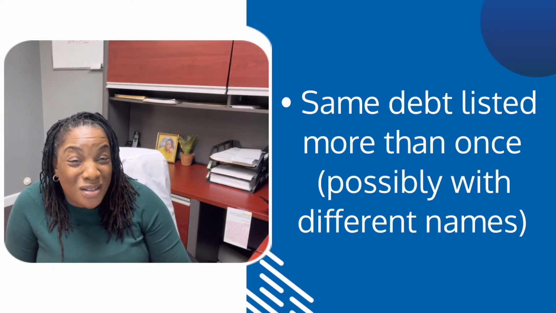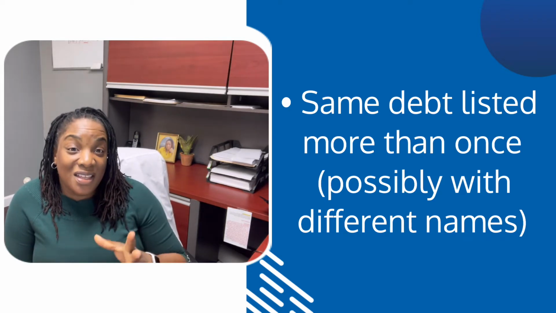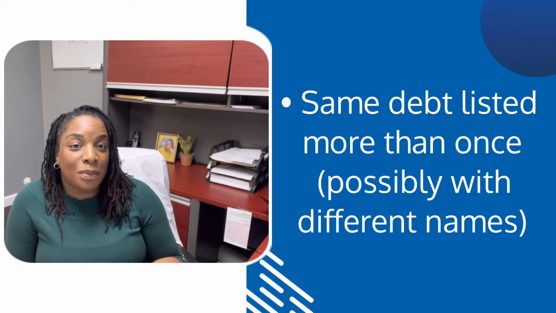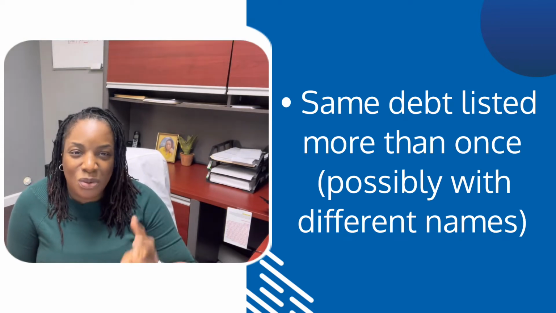Okay, the fifth thing is same debt listed more than once. You would be surprised at how common this is. It's like, how are you going to double jeopardy me? I already have a charge off. Why would you put it on my credit report twice?